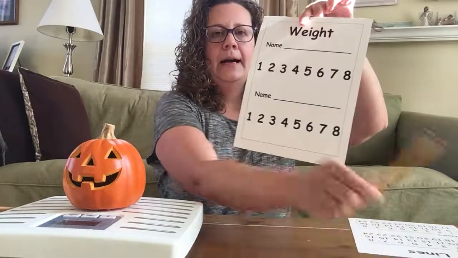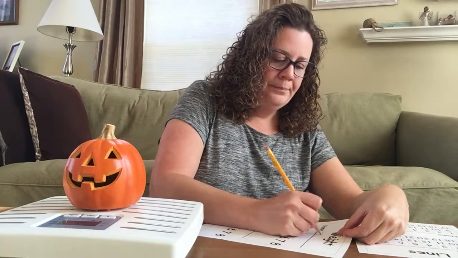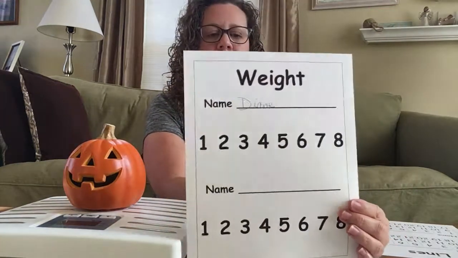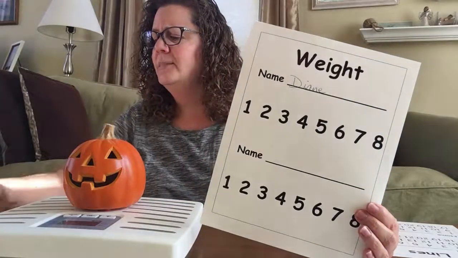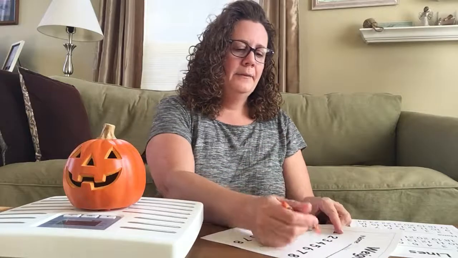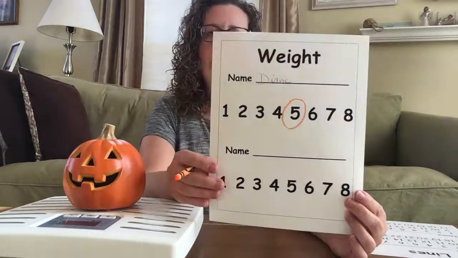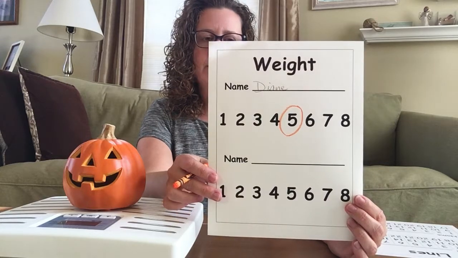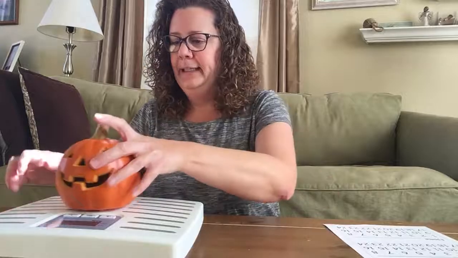So again, I'm going to write my name on my sheet, Diane, and I'm going to find the number 5, and I can use my pencil or I can use my crayon. It doesn't really matter. I'm going to find the number 5, and I'm going to circle it. Number 5. My pumpkin weighs 5 pounds. Okay?